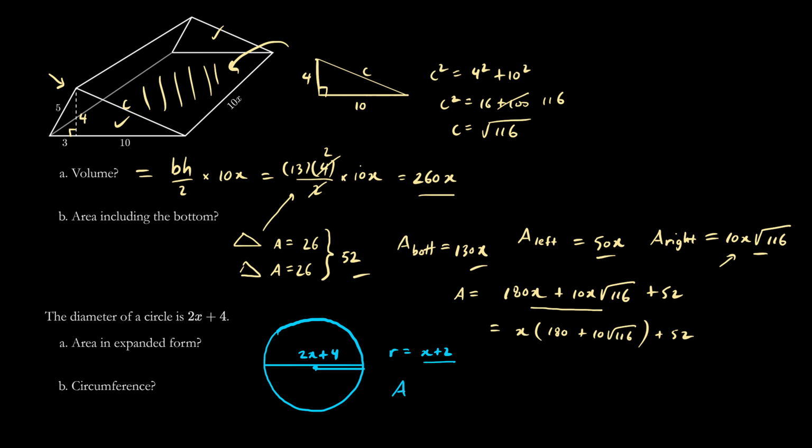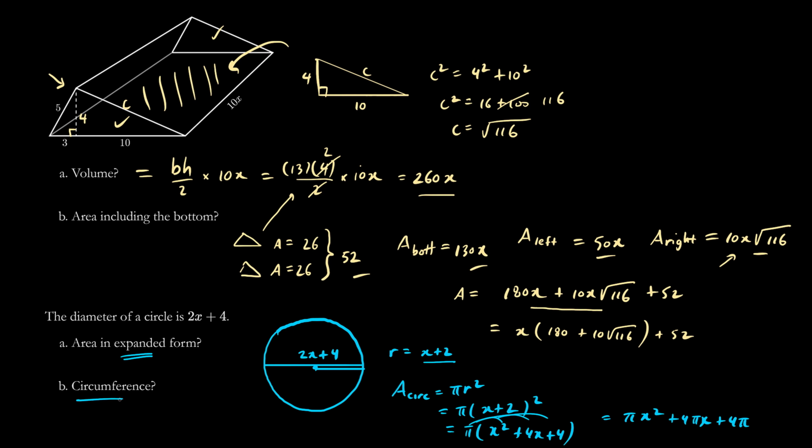Recall that the area of a circle is pi r squared, which happens to be pi times (x plus 2) squared. And now we're asked to expand this. We have x squared plus 4x plus 4, and we simply use distribution. So the final answer is pi x squared plus 4 pi x plus 4 pi.